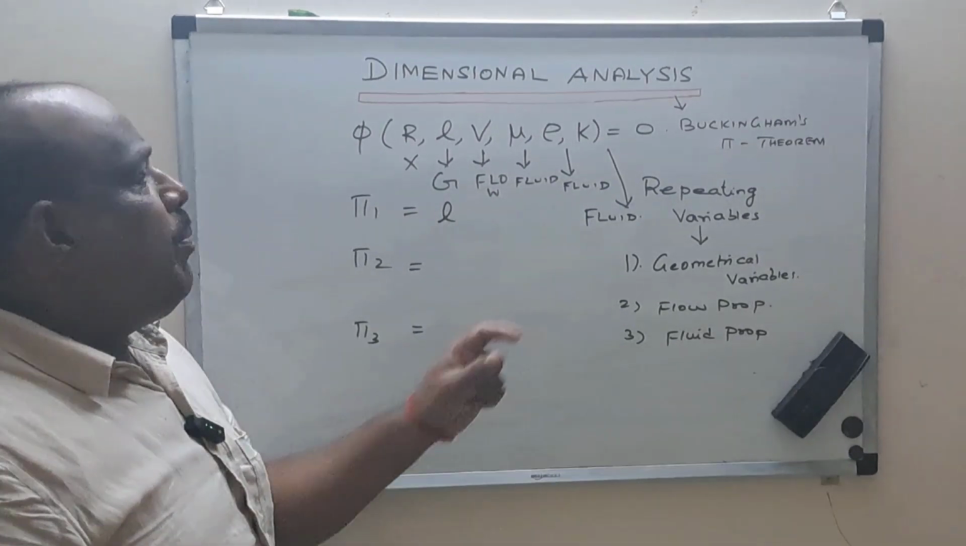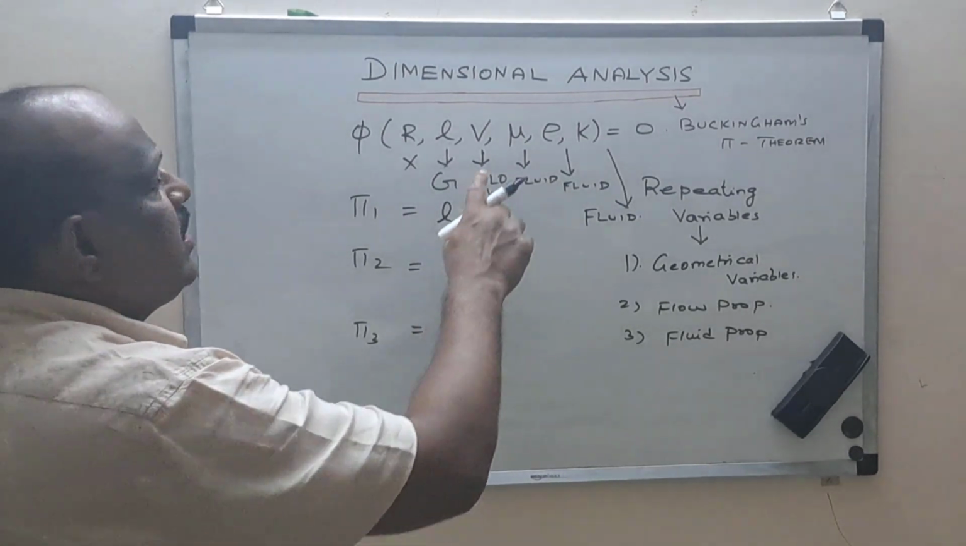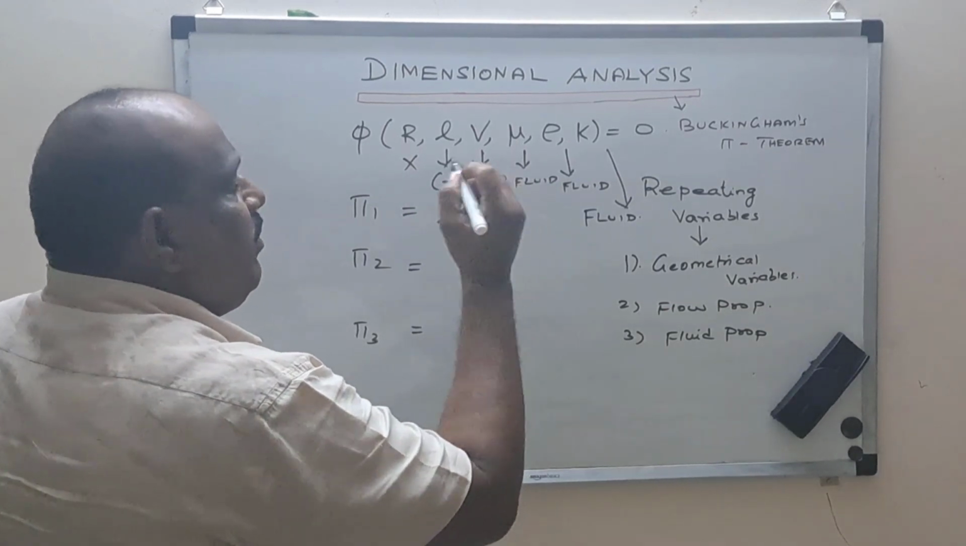Now coming to the flow property. How many flow properties are there? There is also only one. So there is no other way, I will put only V.